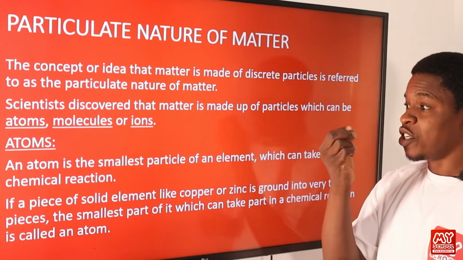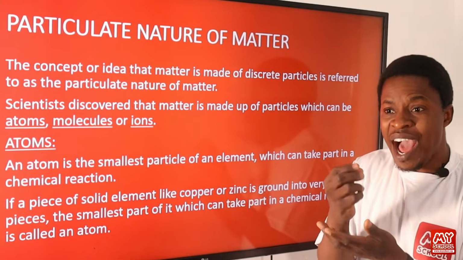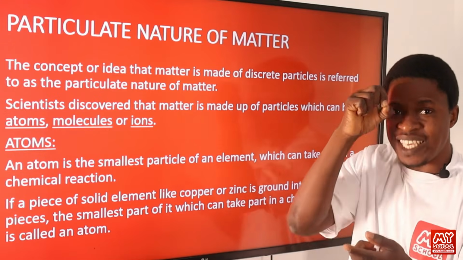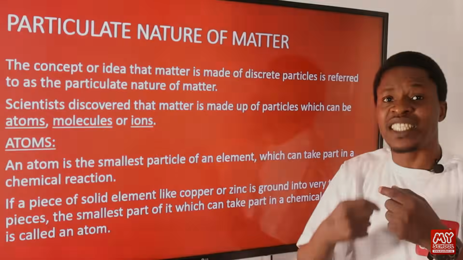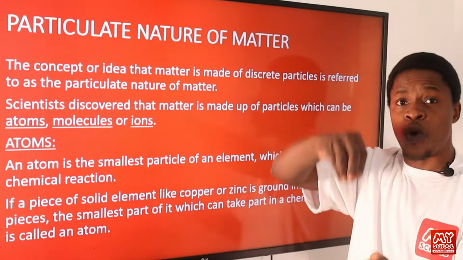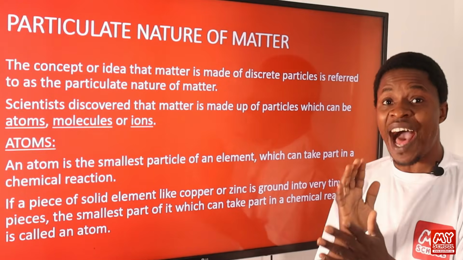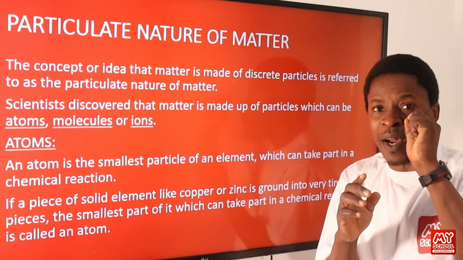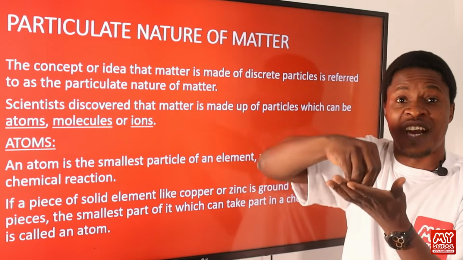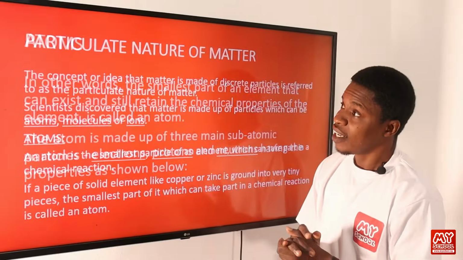If you get a solid, copper for instance, and you grind it into particles in smaller shapes, you take the smallest parts from that, and if you take it through a chemical reaction, it can still react, just like when you take the whole lump before you grind it. So for that smallest particle that can take part in whatever reaction the big one before you ground it can take part in, we say that is an atom. Let's move on to the next slide.